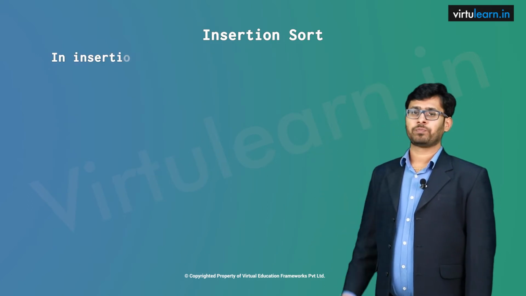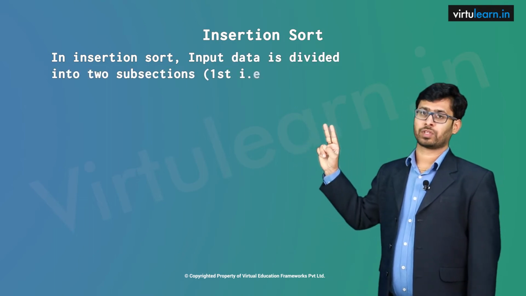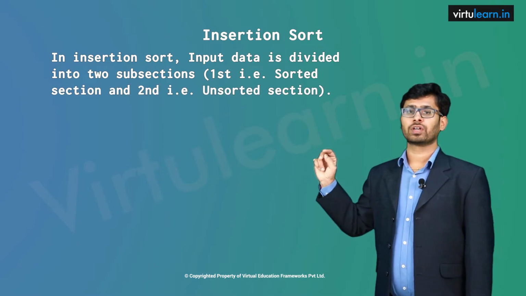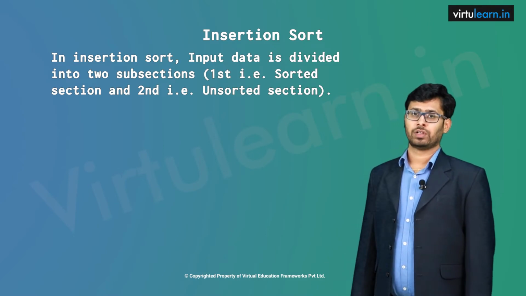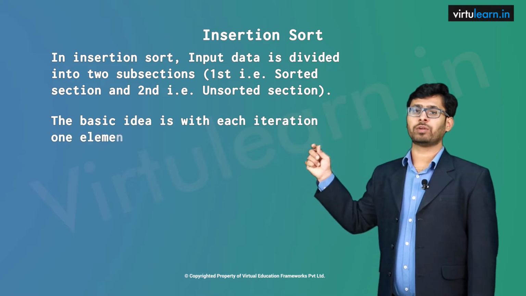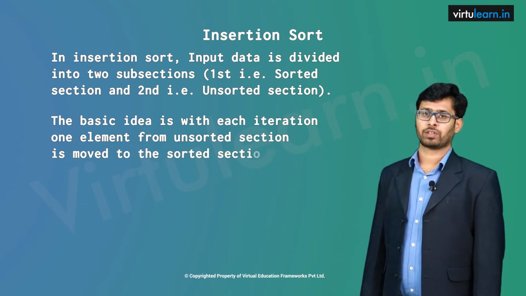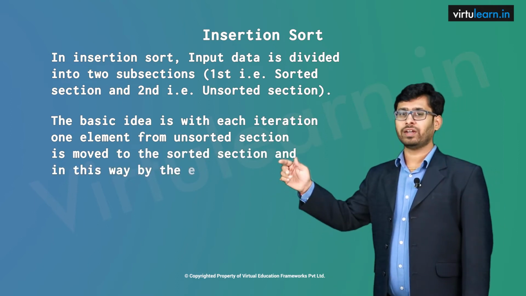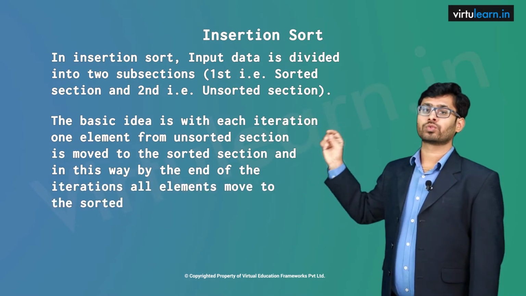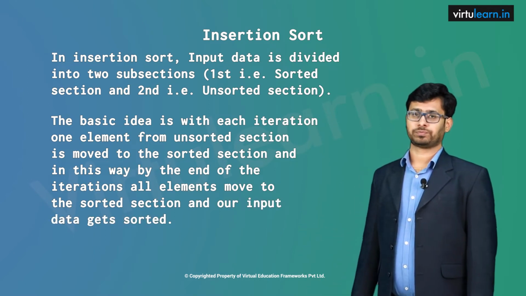In insertion sort, input data is divided into two subsections. The first section is the sorted section, and the second section is the unsorted section. The basic idea is that with each iteration, one element from the unsorted section is moved to the sorted section. In this way, by the end of the iterations, all the elements will move to the sorted section and our input data gets sorted.